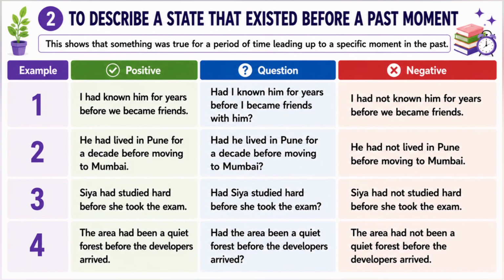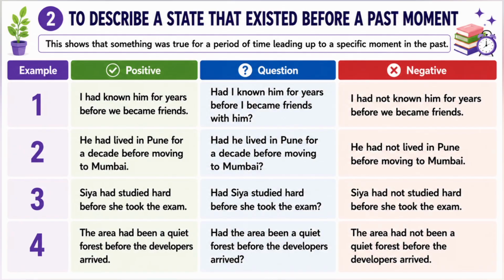Now let's move to the second use. The second use is to describe a state that existed before a past moment. This shows that something was true for a period of time leading up to a specific moment in the past. Example 1. Positive. I had known him for years before we became friends. Question. Had I known him for years before I became friends with him? Negative. I had not known him for years before we became friends.